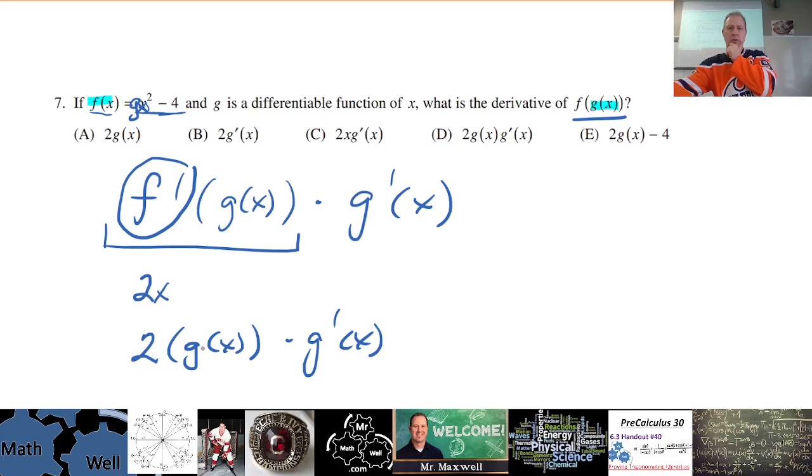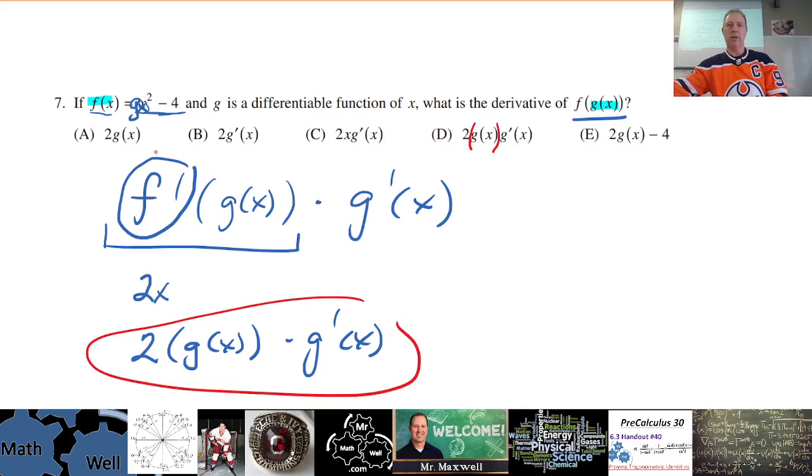So D is 2 of g of x times, yeah. So that does look just like this now, doesn't it? I guess the brackets are a little bit funny, but yeah, 2g of x times g prime of x. That's what we have. So you guys okay with that? That is correct. D is correct.